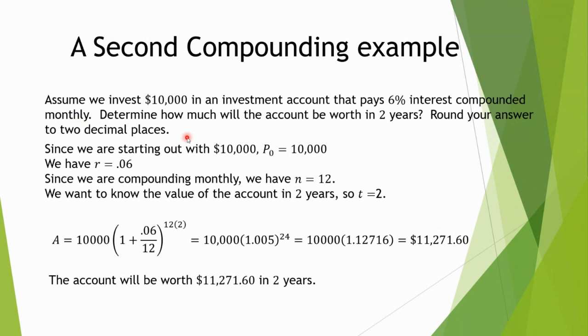So let's determine then how much will be in this account 2 years later. Okay, that's cool. So we invest $10,000. That's our initial amount, right? That's our principal. That's what our P0 is. The percent, you want to convert that to a decimal. That's what our R is. Now we're compounding monthly, once a month. So that means in a year, it's going to get compounded 12 times. So N is 12.